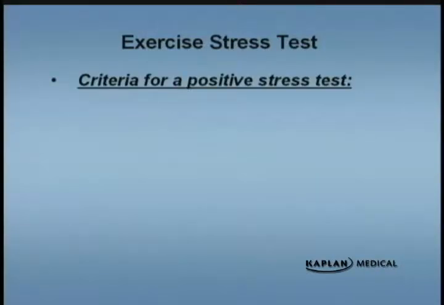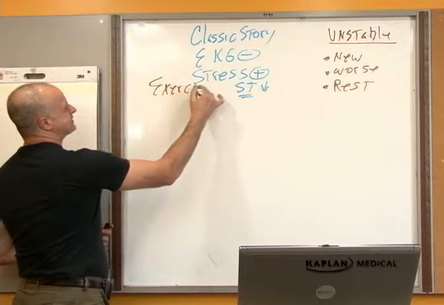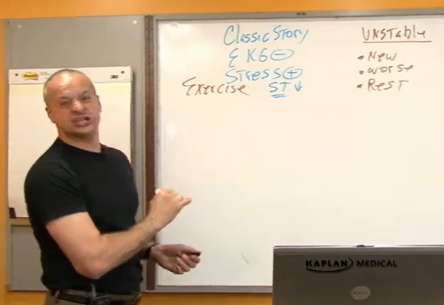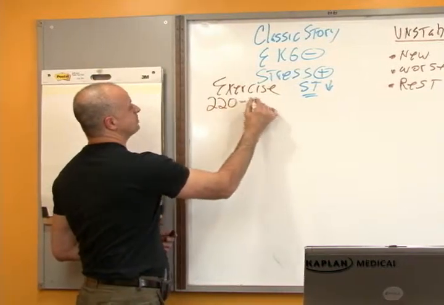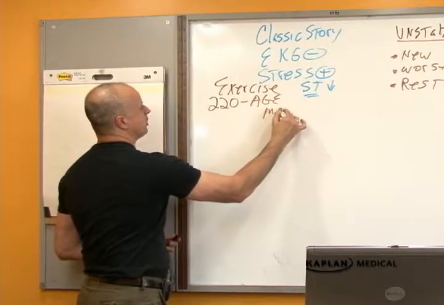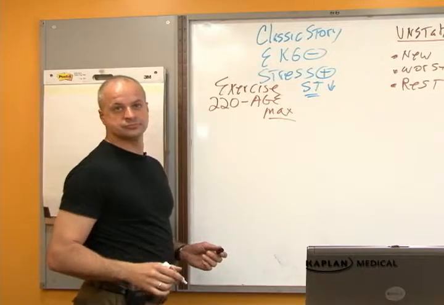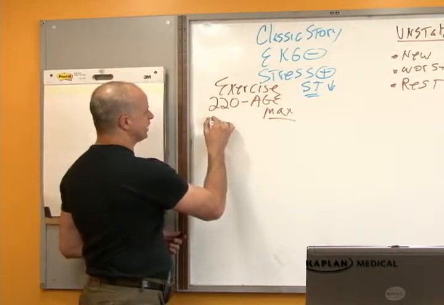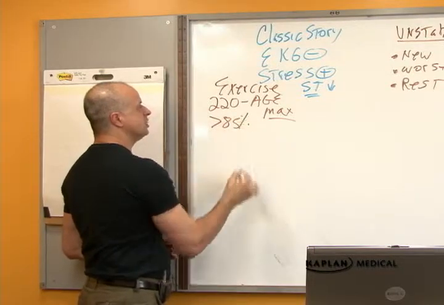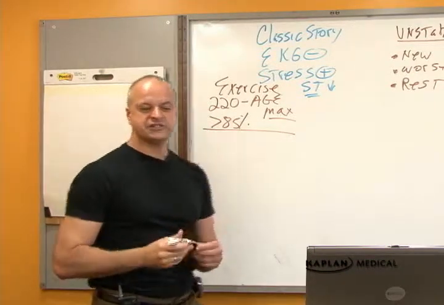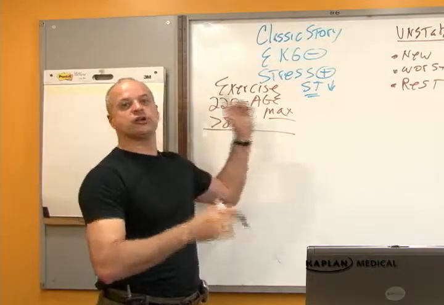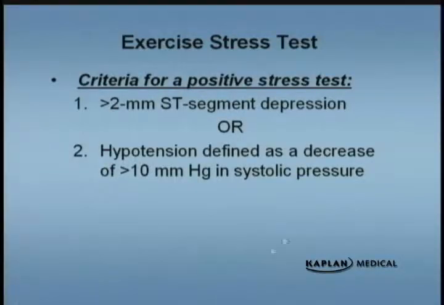Now, what do we take as criteria for a positive exercise tolerance test? All you need for an exercise tolerance test, one, is to be able to exercise sufficiently. What does exercising sufficiently mean? 220 minus your age is your maximum heart rate. You have to be able to get to greater than 85% of that max. What's your maximum heart rate? 220 minus your age.